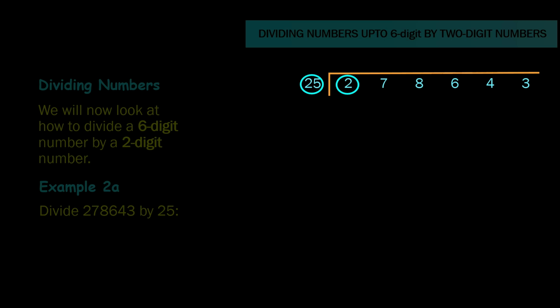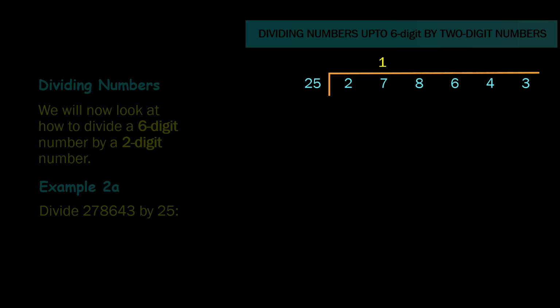Check how many times 25 goes into 2. Clearly, there are no 25s in 2, so we put nothing here. Now check how many times 25 goes into 27. There is 1 25 in 27, so we put 1 here, as shown.